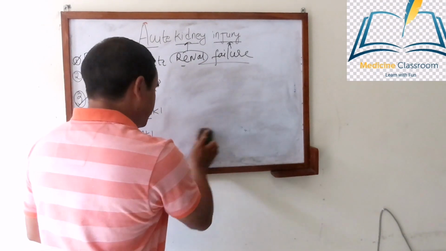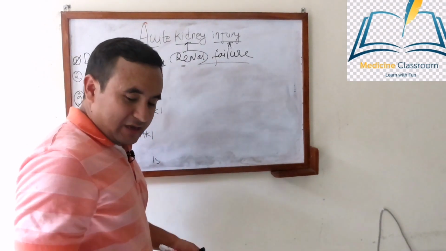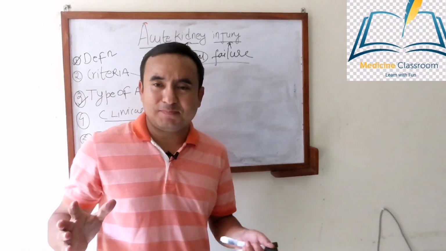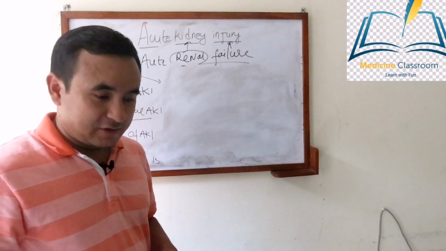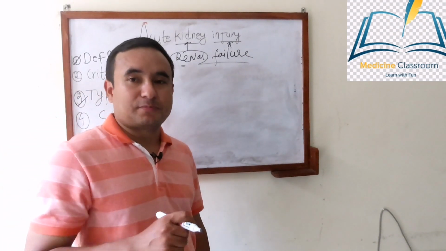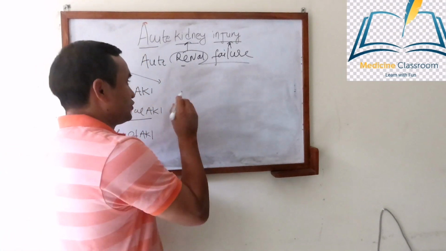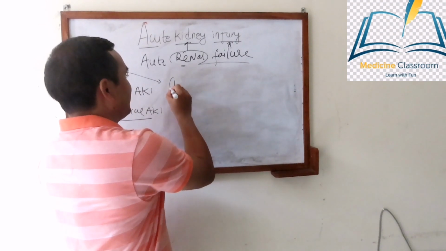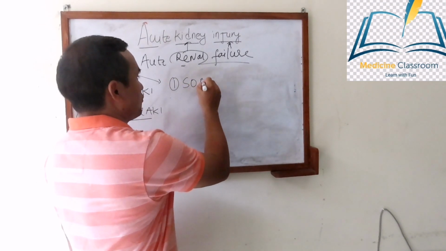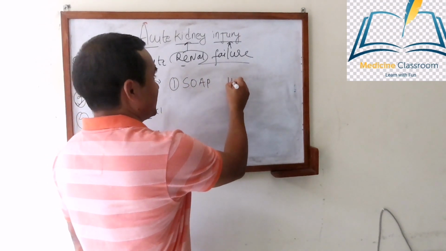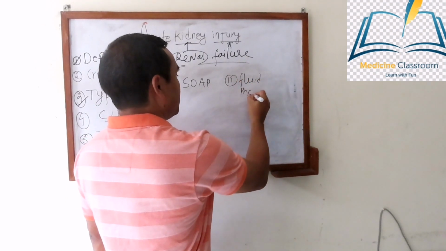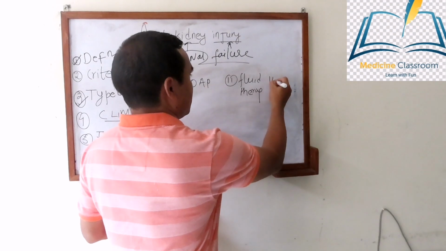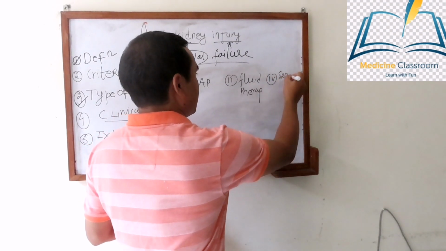So, how are we going to treat the AKI? Treating the AKI in a book is quite complicated, but I'll try to make it easy because I have been associated with one project called the 0/25 project. In that project, we have a protocol, the SOAP protocol. The second one is the fluid therapy protocol, and the third one is the sepsis protocol.